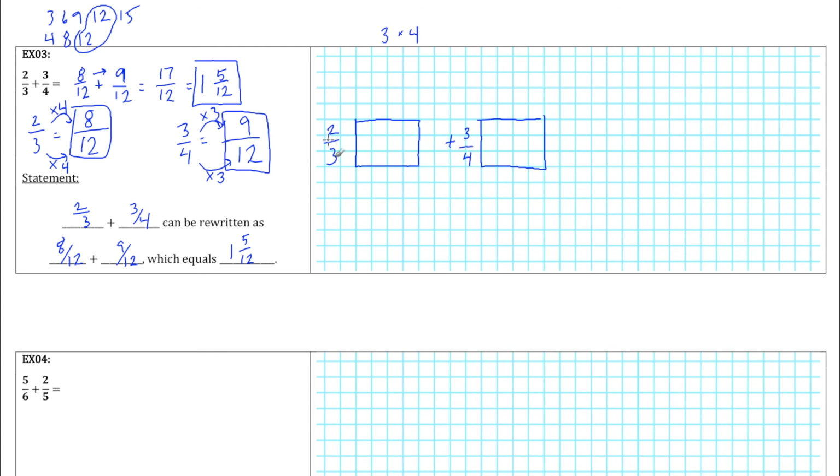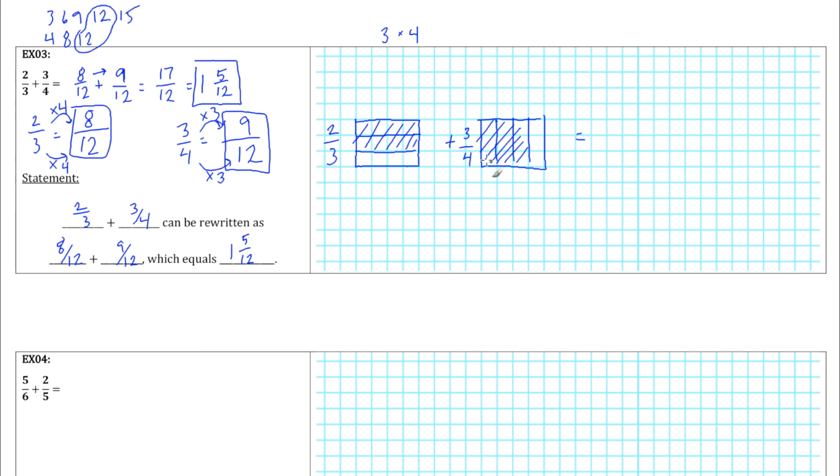Okay, so I need to shade in 2/3. So I'm going to cut this horizontally. So I have thirds. And I'm going to shade in 2 of them. This second fraction needs to be 3/4. I can't cut it horizontally. Well, I could, it's just not going to be on the lines. It's easier if I just do it like this. Now I have 4 pieces. And then they're shaded in. 3 of them are shaded in. So I have 2/3 plus 3/4.